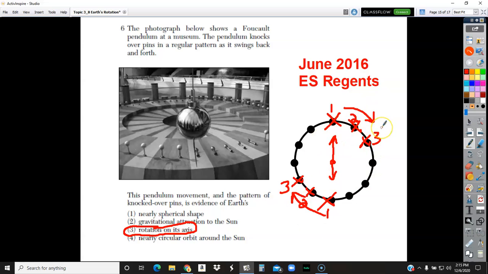They might give you a multiple choice question. Say, what's the next? They might do that. Put 3 pins down on opposite sides and say, what are the next 2 pins to get knocked down? And they'll have 4 diagrams, and the student has to pick the correct one.